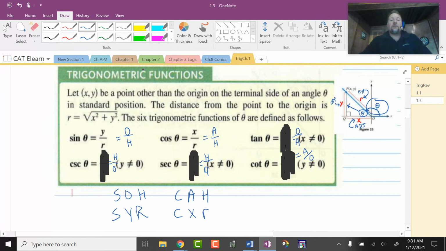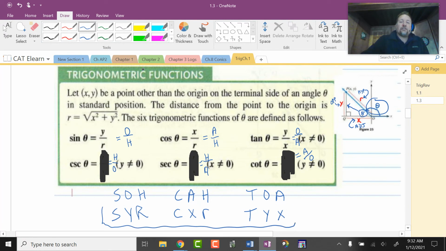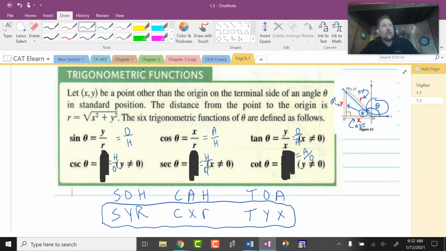CAH turns into KIXER. Cosine is x over r. And then tangent is TIX. I keep trying to get blue. So TOA, tangent is, since O is always the y coordinate and adjacent is always the x coordinate, TIX will be the new acronym. So you will hear me say SIR KIXER TIX for the rest of this semester, not SOHCAHTOA. SIR KIXER TIX instead of SOHCAHTOA.